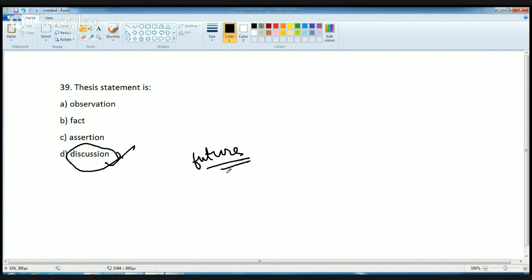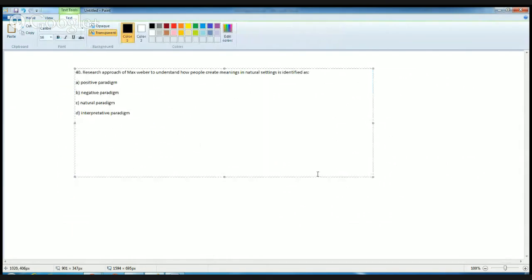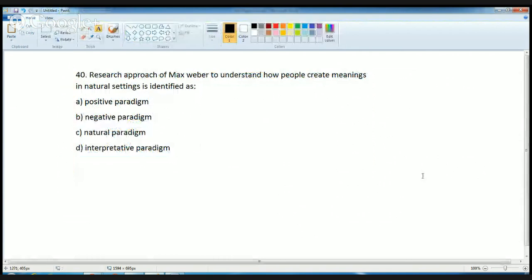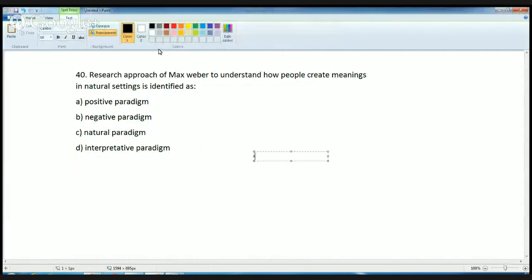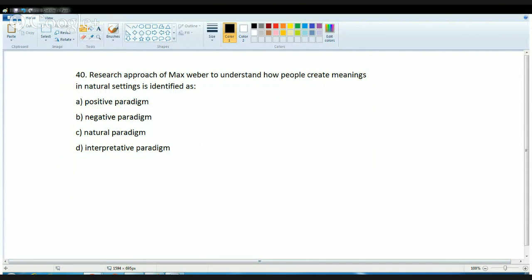Now, Max Weber is a very important person in research methodology, and this question asks about the research approach that Max Weber used to understand how people create meanings in natural settings. In this question, the most important thing is the concept of paradigm. What is a paradigm? A paradigm is a concept where we try to include a whole lot of scenarios into one thing.